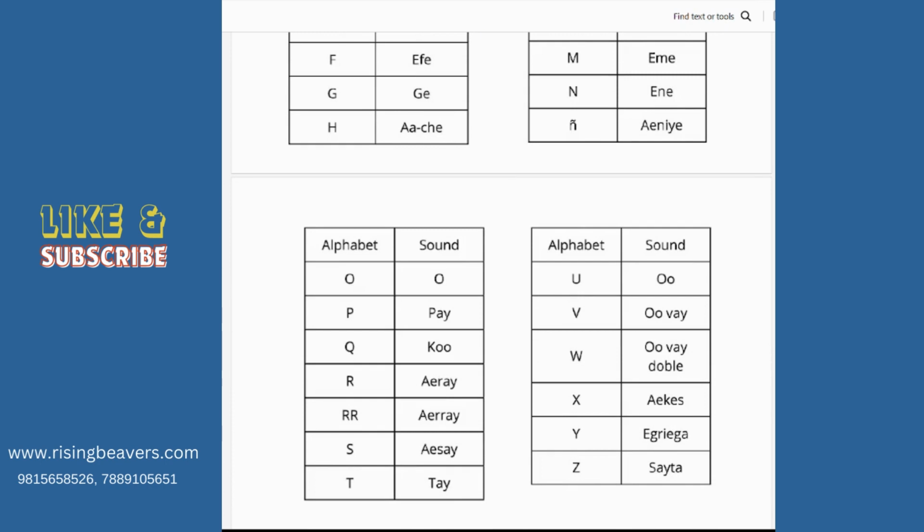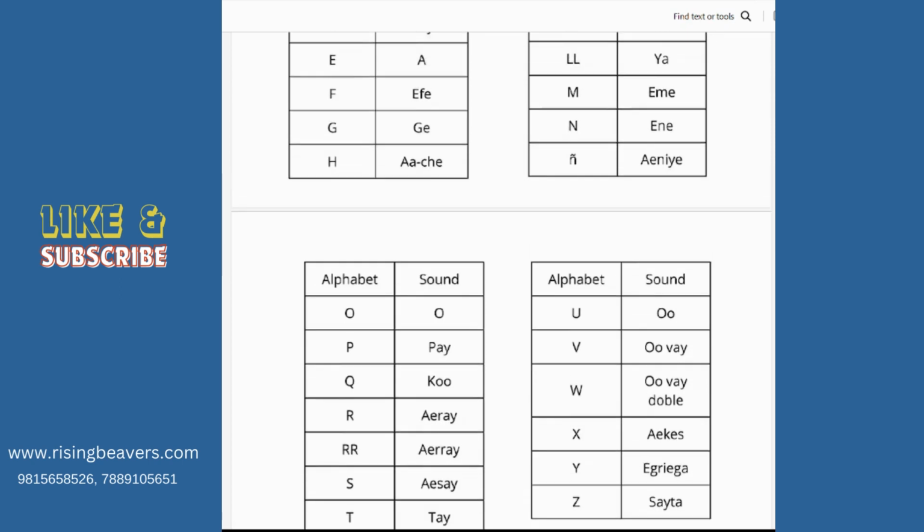Okay, next we have O is O, P is P, Q is Q, R is R, double R also. Double R will be R. S is SA. T is te, U is u, right? V is uve, W is uve doble, X is ekis, Y is agriega, and Z is seta. Clear? Okay, so once again.